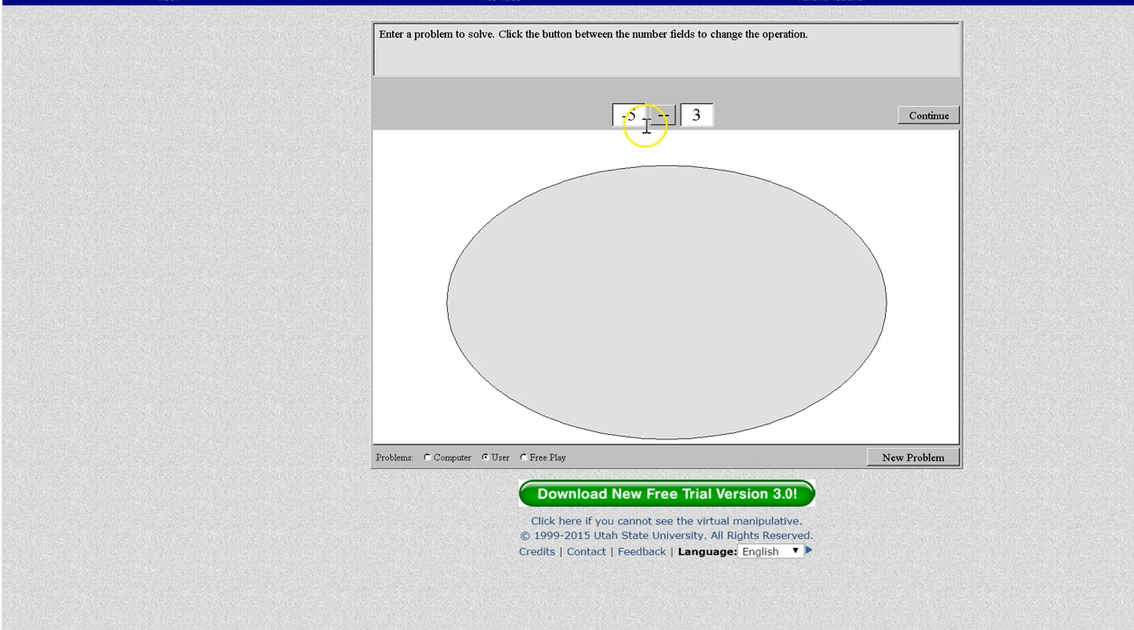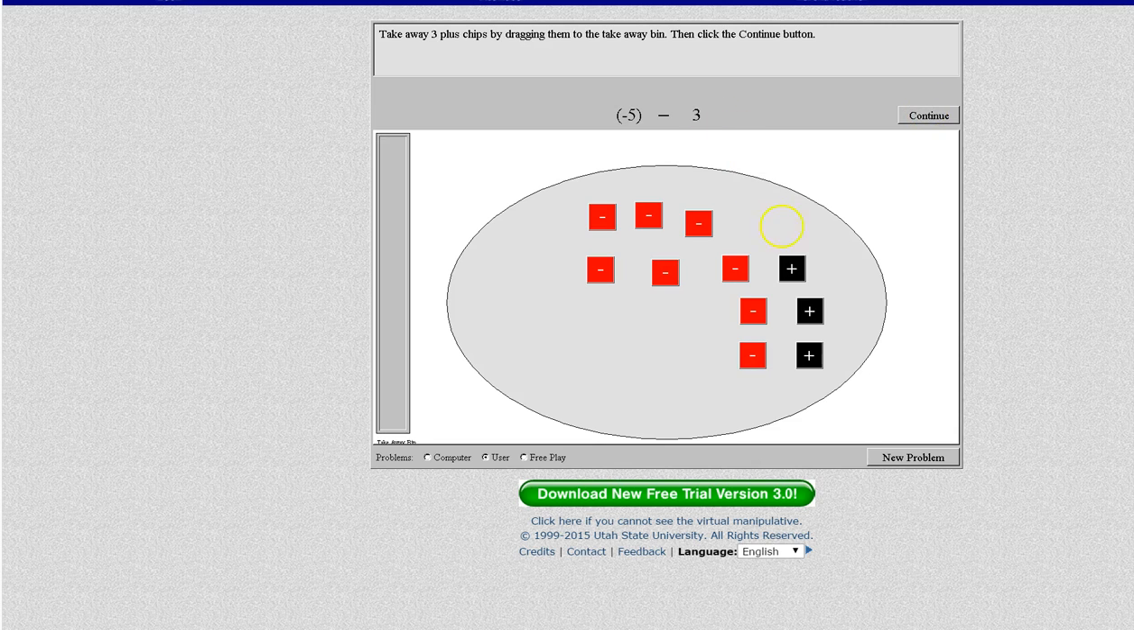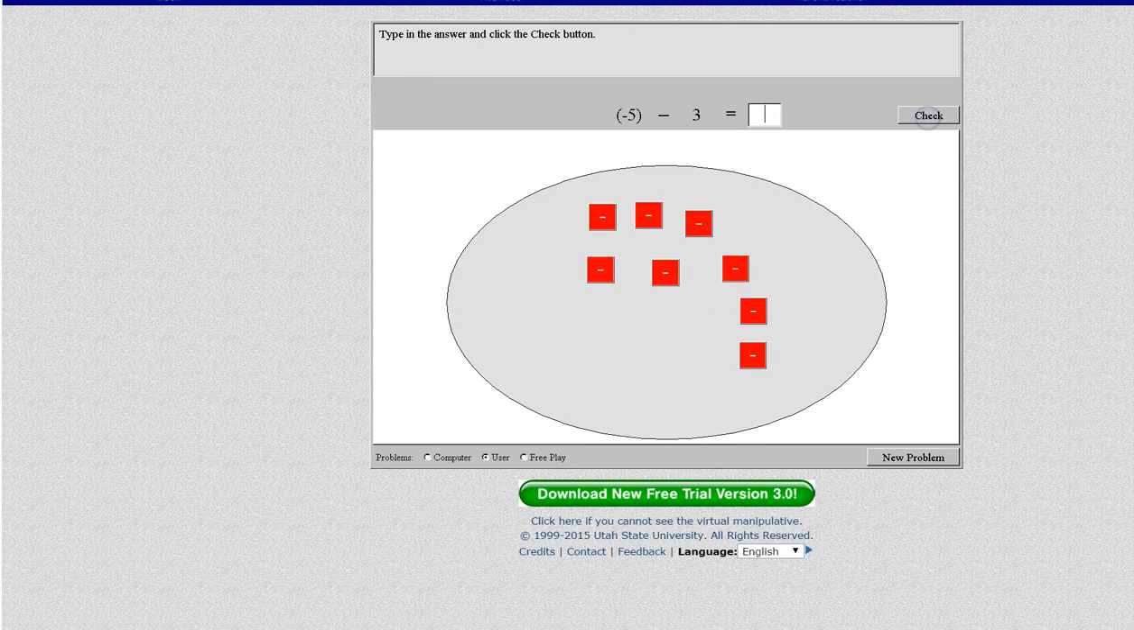So here we have negative 5 minus 3. So let's start by representing our first number. We have negative 5 chips. And we want to take away 3 positive chips. So we don't have that, so we're going to drag enough pairs. So we'll have 3 positive chips to take away. And now we're going to take those 3 positive chips and put them in the takeaway bin. And notice our result is 8 negative chips.